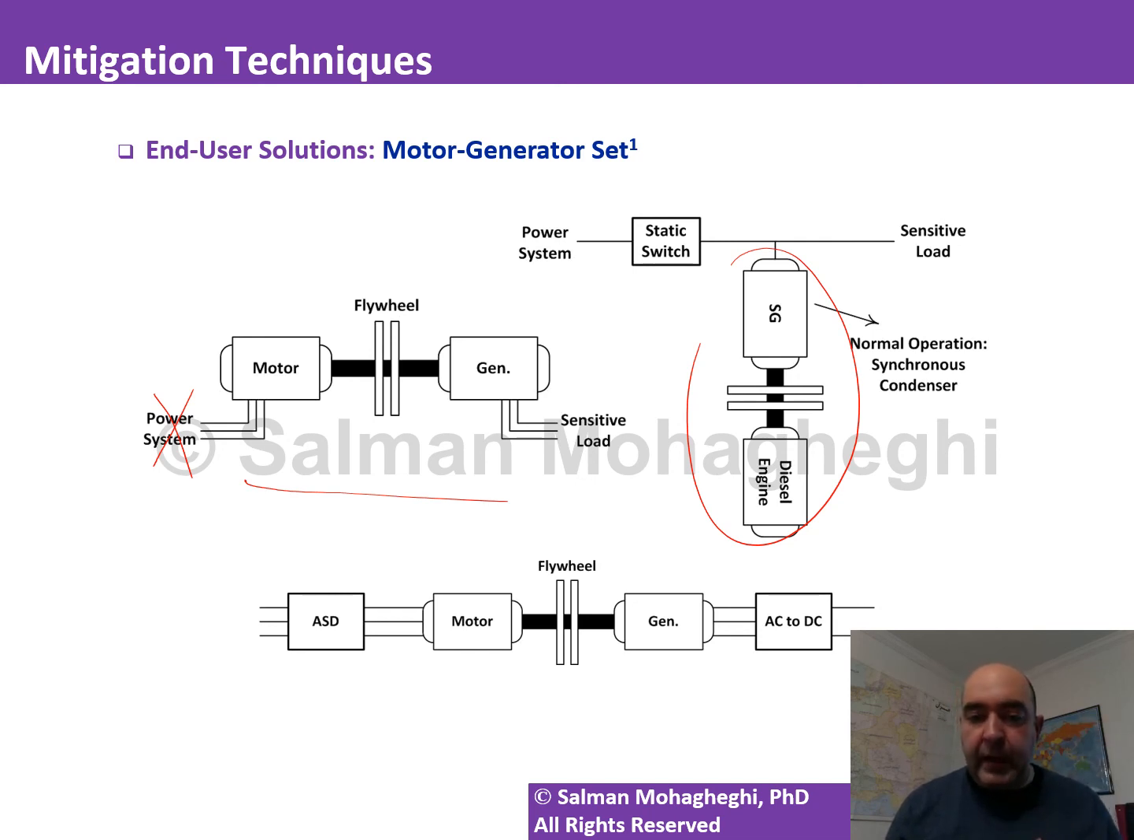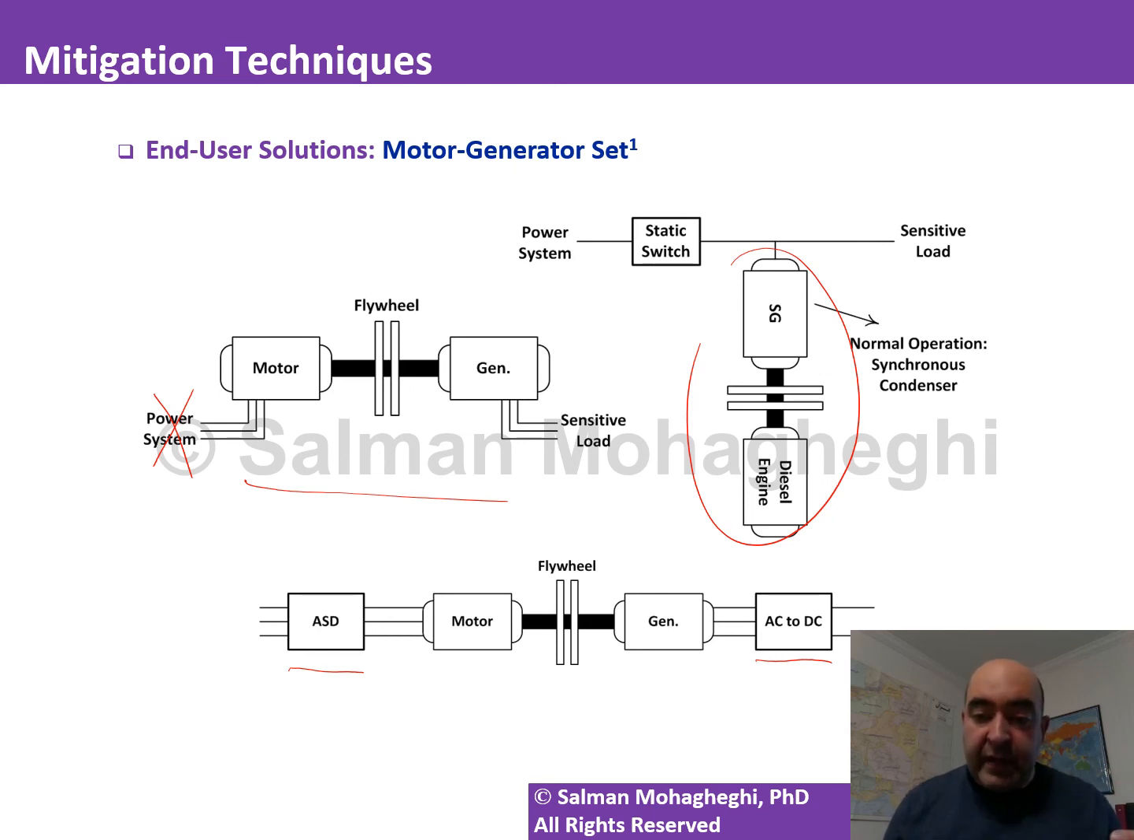Recently, there have been some changes to improve the performance of these motor generator sets by using adjustable speed drives with the motors and also a rectifier after the generator. The benefit is that by using the adjustable speed drive, you can increase the rotational speed of the motor beyond 60 hertz.